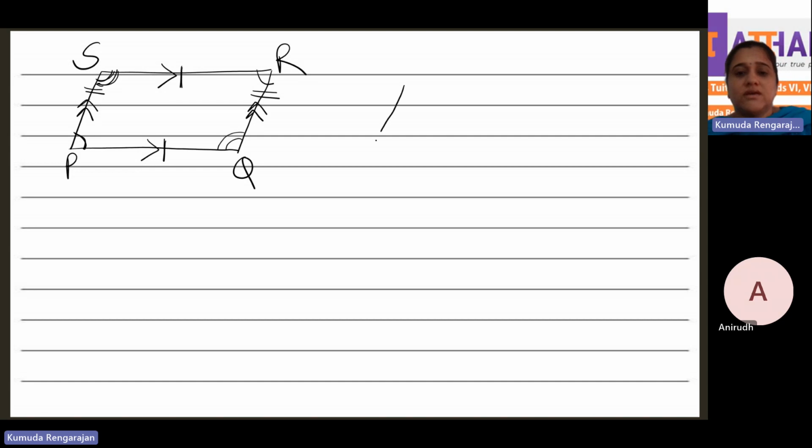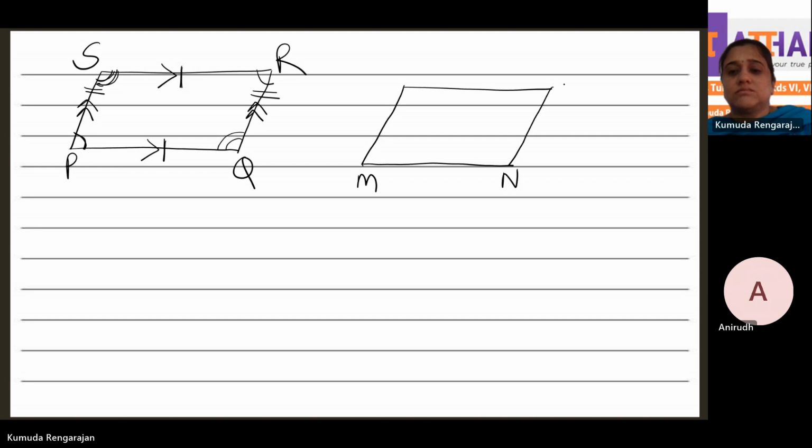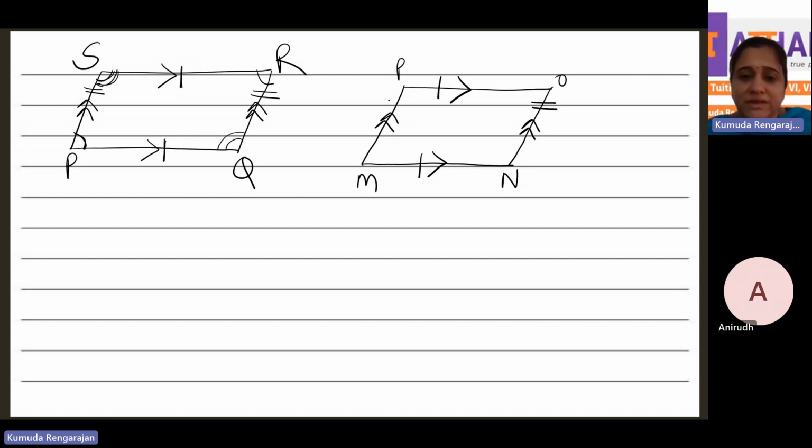All right. Now let me take another parallelogram. MN is parallel to PO, because we know it is a parallelogram. Then MN is equal to PO. Then ON is parallel to PM. Also, ON is equal to PM.